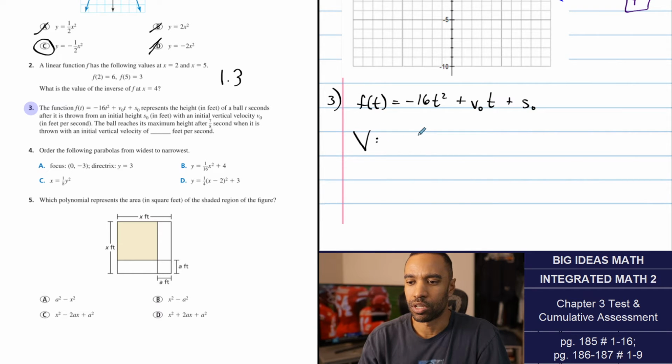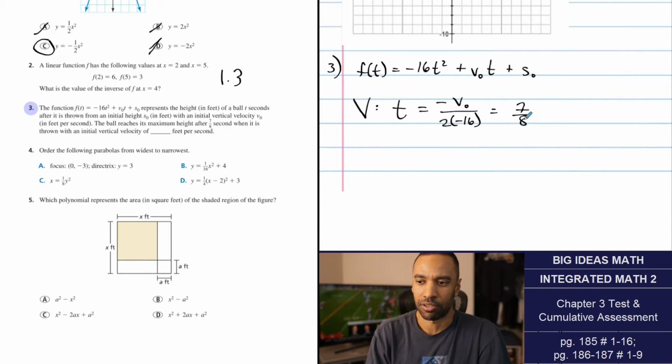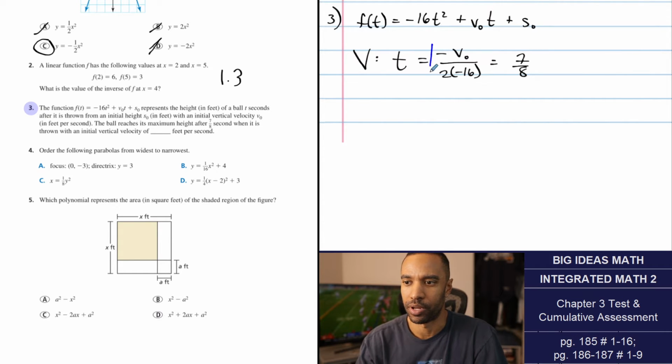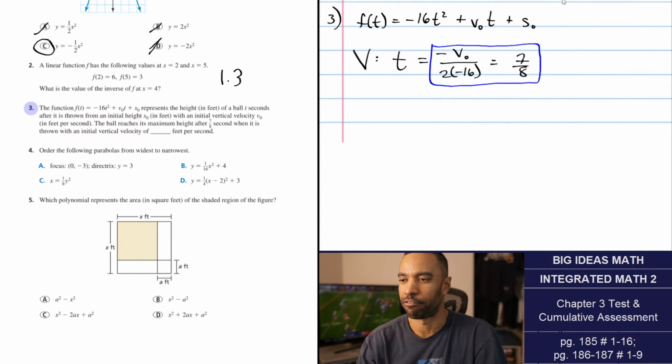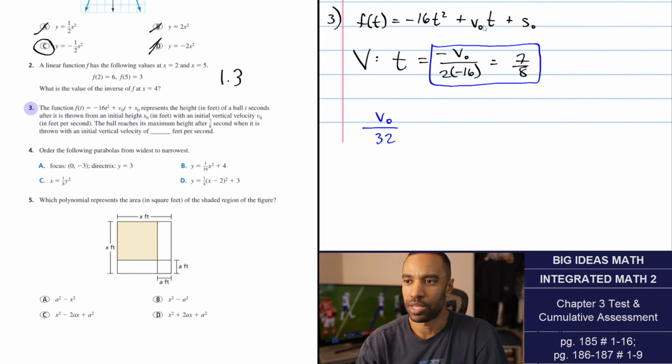The vertex, we're going to use -b over 2a. The t value being -b over 2a, it's -v naught over 2 times -16, which ends up being 7/8. So I don't even have to use the s naught portion of this. I'm just referring to this equation and solving for v naught from there. So this equation can be written better as -v naught over -32, or positive over positive, right? Positive v naught over positive 32 equals 7/8.